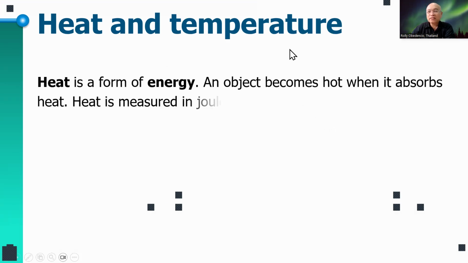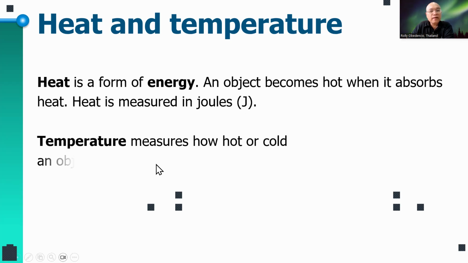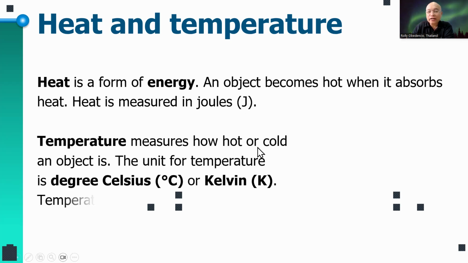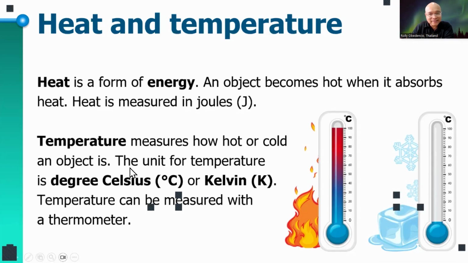So what about heat and temperature? So heat is a form of energy. An object becomes hot when it absorbs heat. So heat is measured in joules. You see, J. Temperature measures how hot or cold an object is.